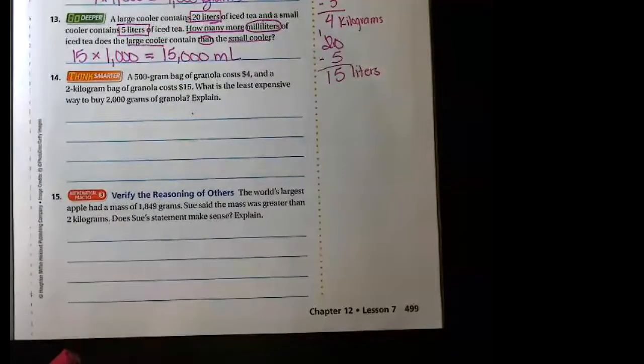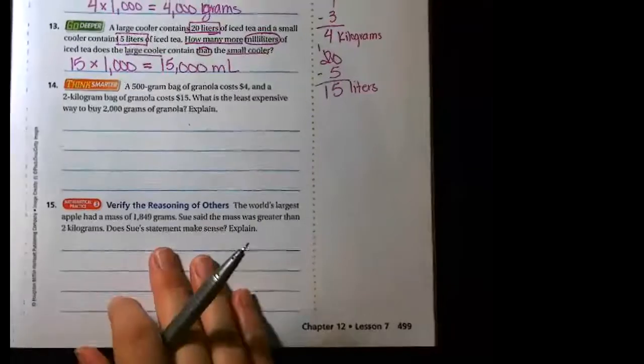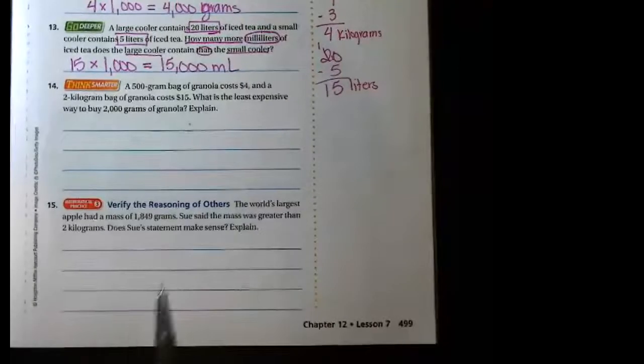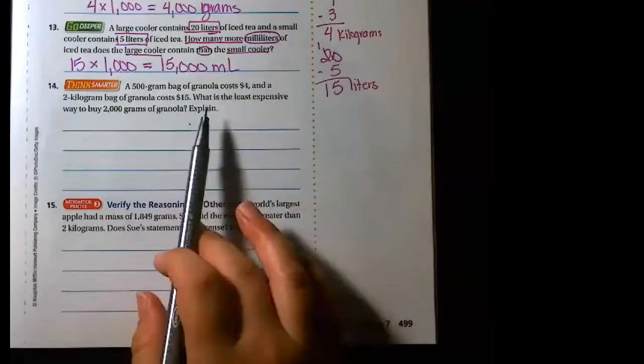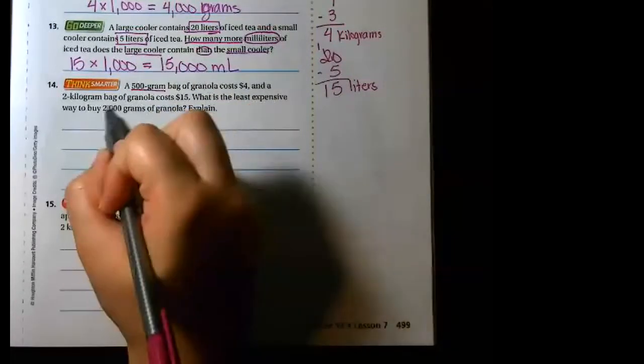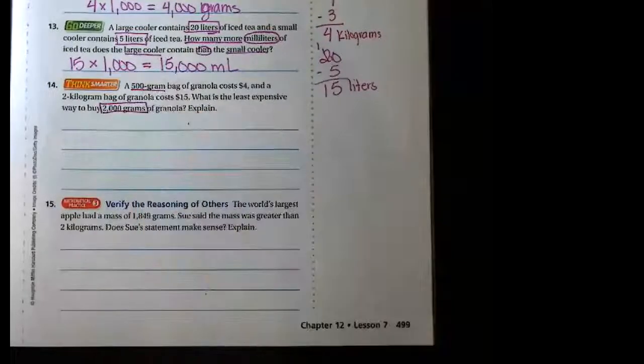Right? Our next one says a 500 gram bag of granola costs $4. And a 2 kilogram bag of granola costs $15. What is the least expensive way to buy 2,000 grams? Okay, so let's start with our first one. So they want us to compare these 2 prices and these 2 amounts, see which one costs less in the end if we're getting to our 2,000 grams. So let's start with our first bag. Our first bag of granola is a 500 gram granola. This is already in grams, so I don't need to convert to try and get to my 2,000. I just need to say how many 500s go into 2,000.